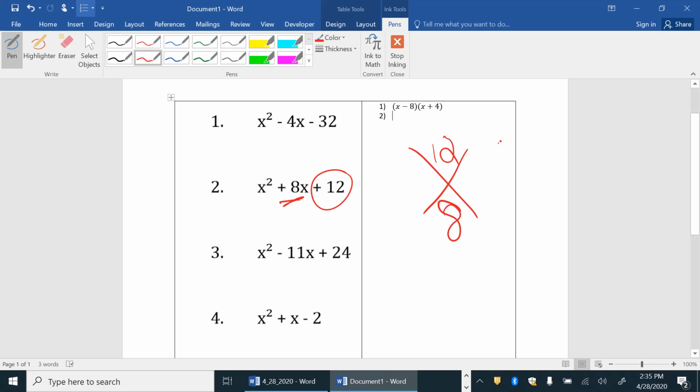Well, if I do the tree, I start with 1 and 12. Add it together, that's 13. That's not going to work. 2 and 6, added together is 8. I'm done. 2, 6. Right? And then so my final answer is x plus 2, x plus 6.